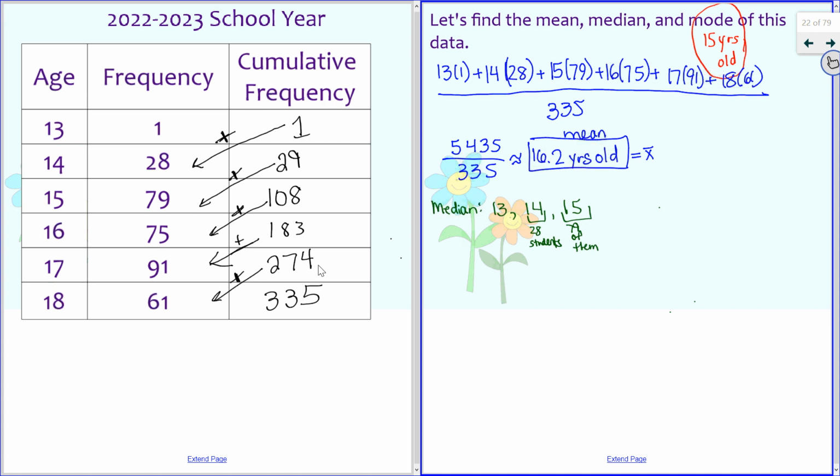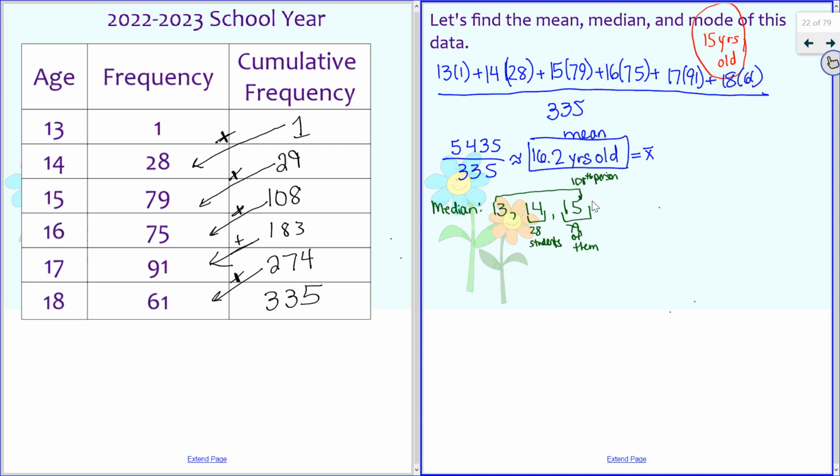And at the top, because I calculated the cumulative frequency, I know cumulatively how many people. So far, at the 13, I only have one person. Now I have 29 people. So far from here to here, this is my 108th person. The oldest 15-year-old, the last 15-year-old, is my 108th person. I'm sorry if it's tiny.